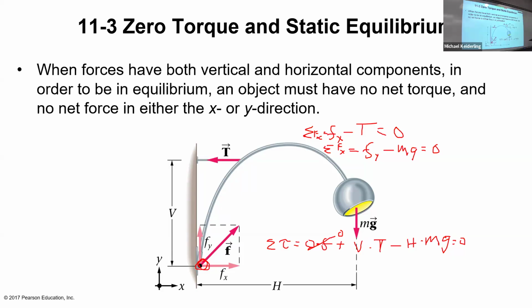So my torque equation would be V, the vertical component here, times the distance in the positive direction, minus H, the horizontal component, times mg, and that equals 0. And once I found out what T was, the forces in the x direction, Fx minus T will also equal 0, and Fy minus mg will equal 0.